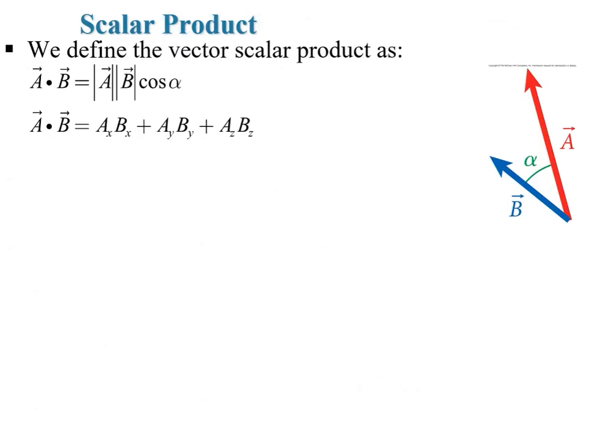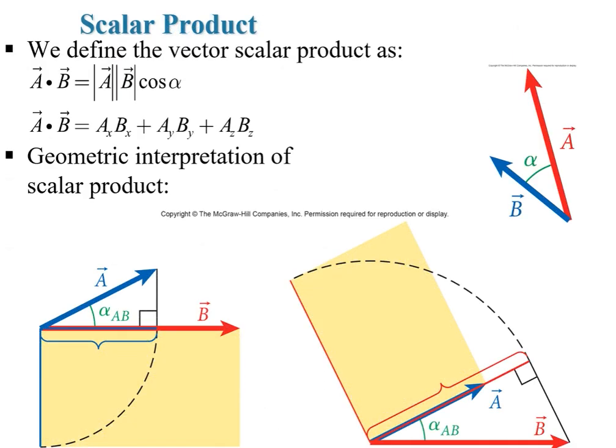Next, we have the scalar product. Its geometric representation is like this. It is the same angle, but you are going to move the vector.